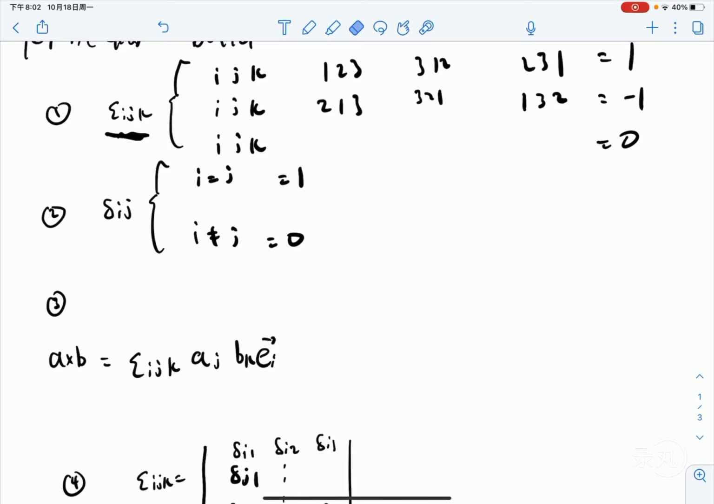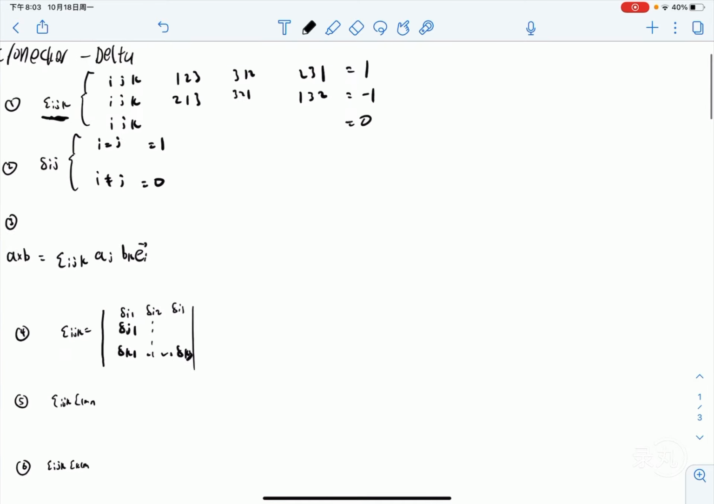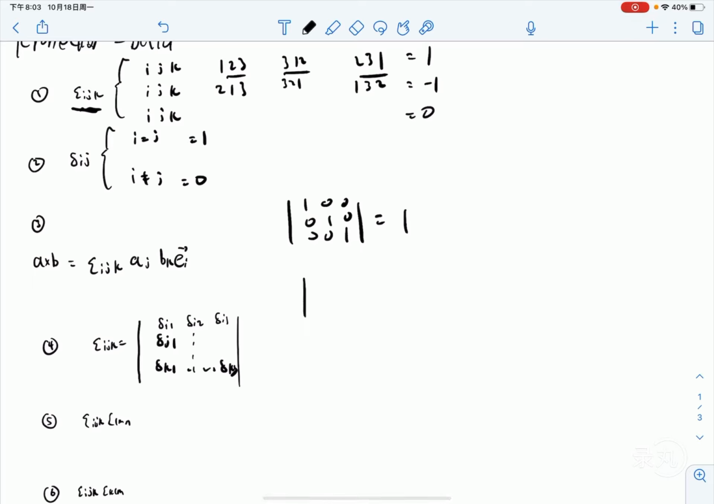Okay, moving on, we're going to take a look at this and why it is equivalent. So for the case of 123, 312, 231, we can see that this kind of matrix is going to be 1. And when 312, this is also going to be 1. And 231, this is going to be 1.